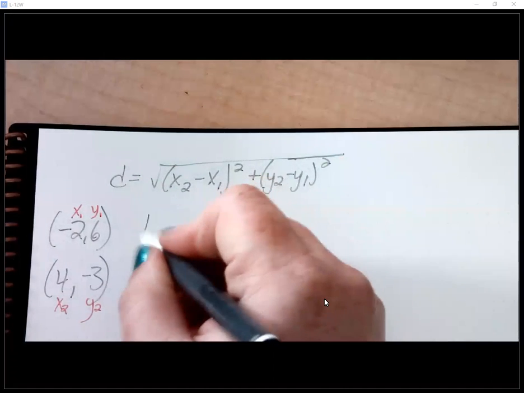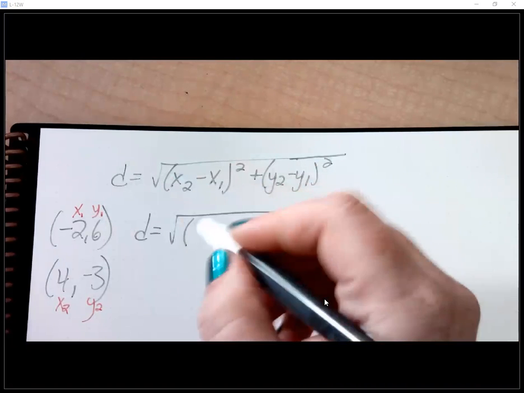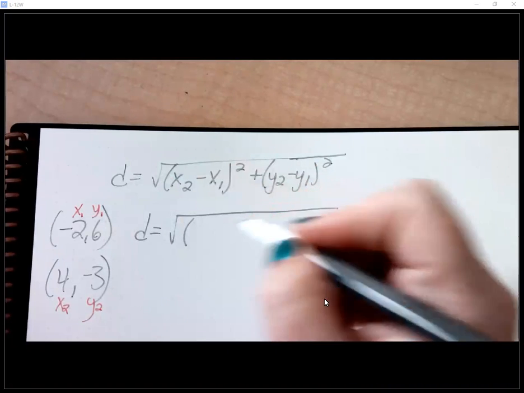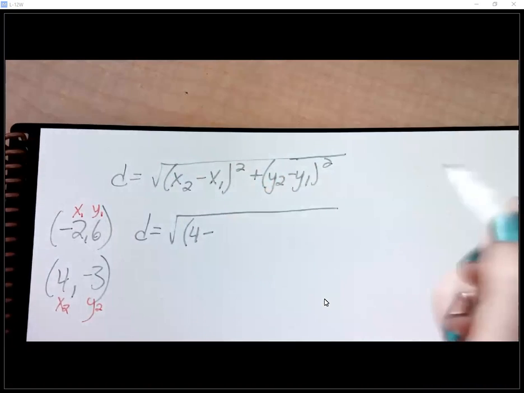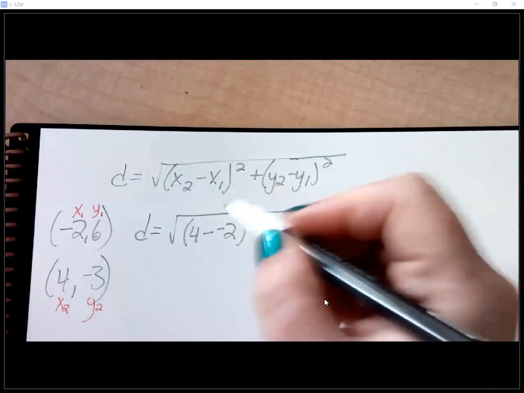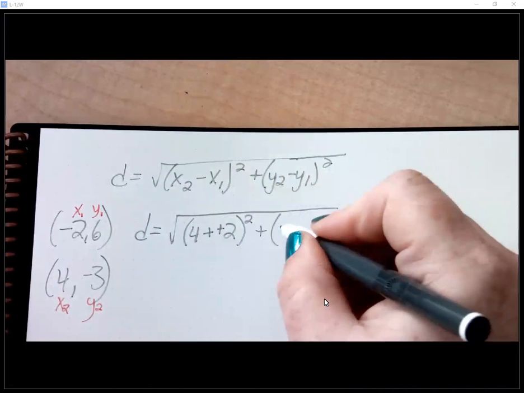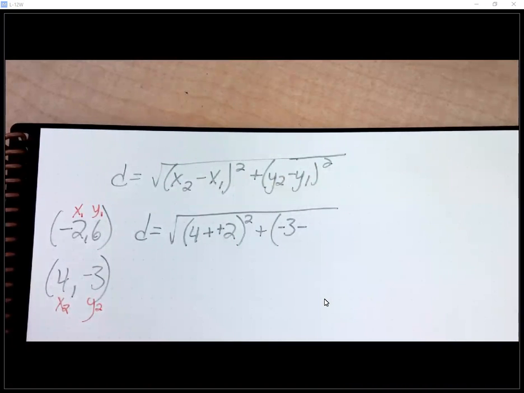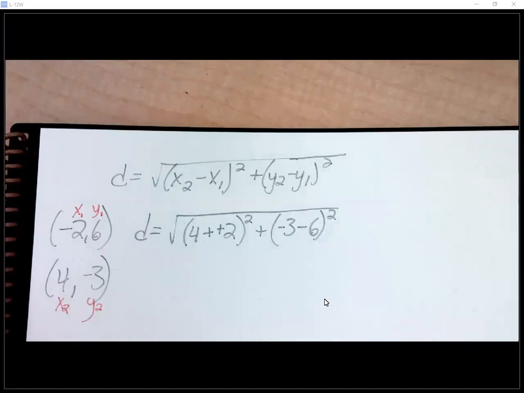So we do a big old square root in there. Let's fill in all the pieces. What is x2? 4 minus, what's x1? -2. When you have minus and negative, what happens? Yes, you plus the positive. You're going to square that. y2 is -3 minus, what's y1? 6. Close it, square it. When you put those pieces in, I'm hoping that's how it looks for you.